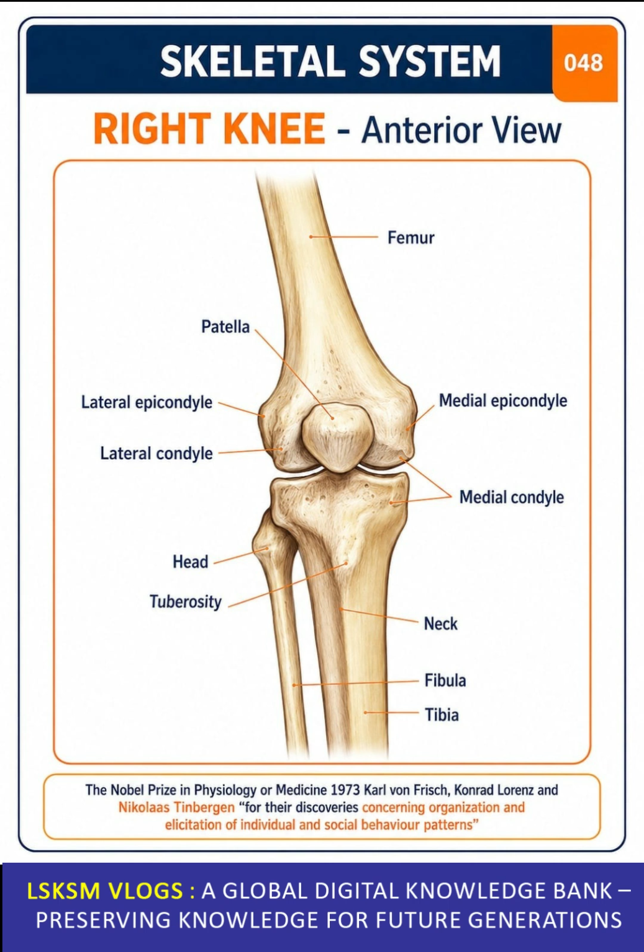Right knee, anterior view. The anterior knee includes the patella, femur, tibia, and ligaments. It supports body weight and enables walking, running, and jumping.